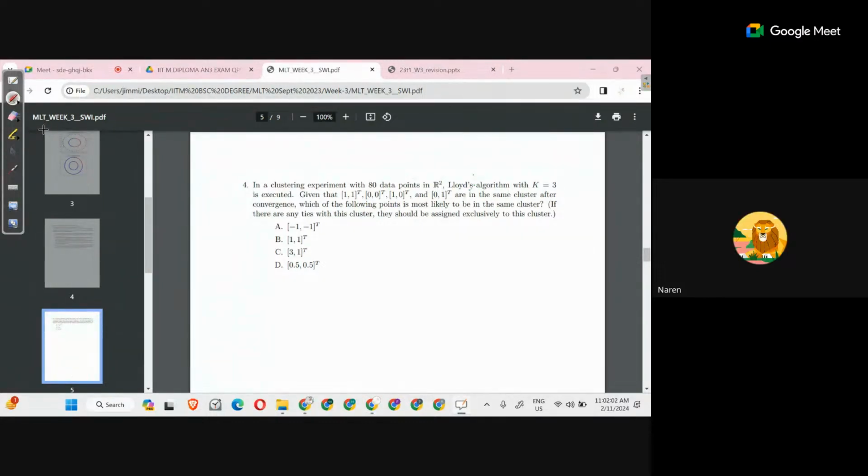Yes, sir. We can find out the centroid of those 4 points and whichever of A, B, C, D is nearest, you can take that. So see, why would we go for this centroid?